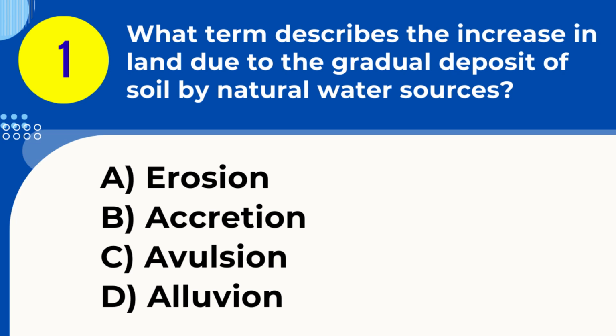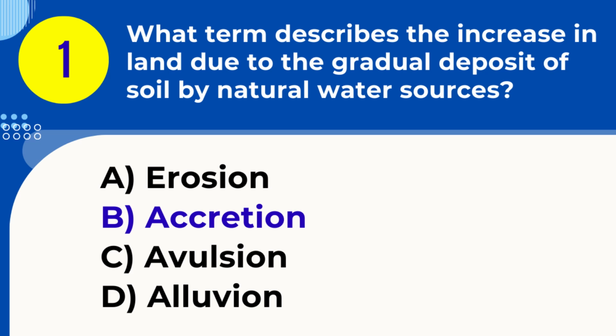Question 1. What term describes the increase in land due to the gradual deposit of soil by natural water sources? A. Erosion. B. Accretion. C. Avulsion. D. Alluvion.